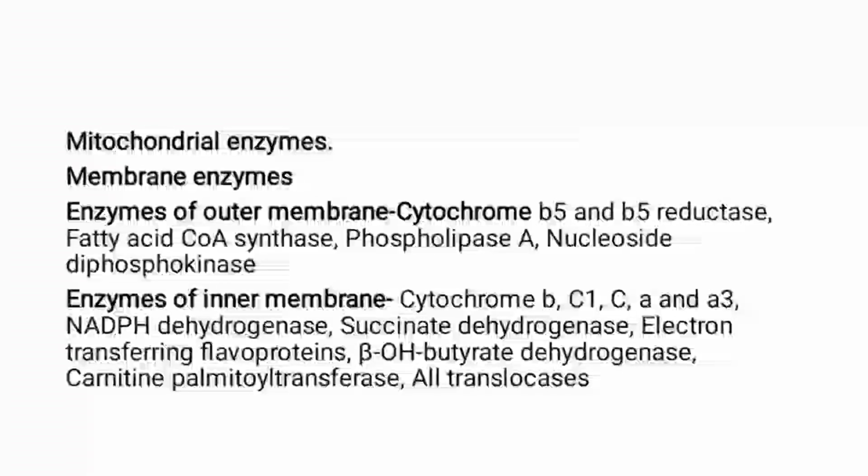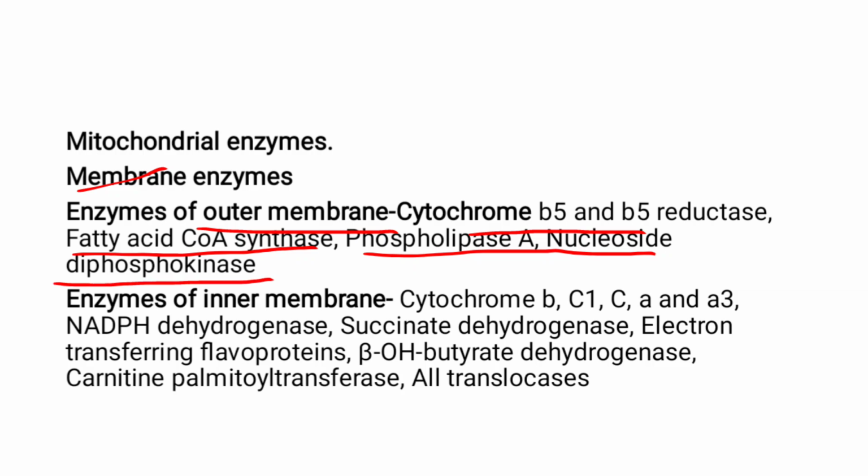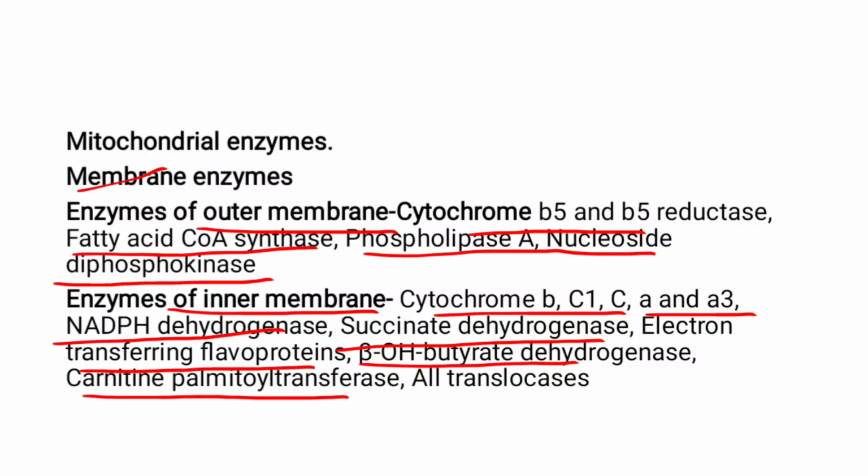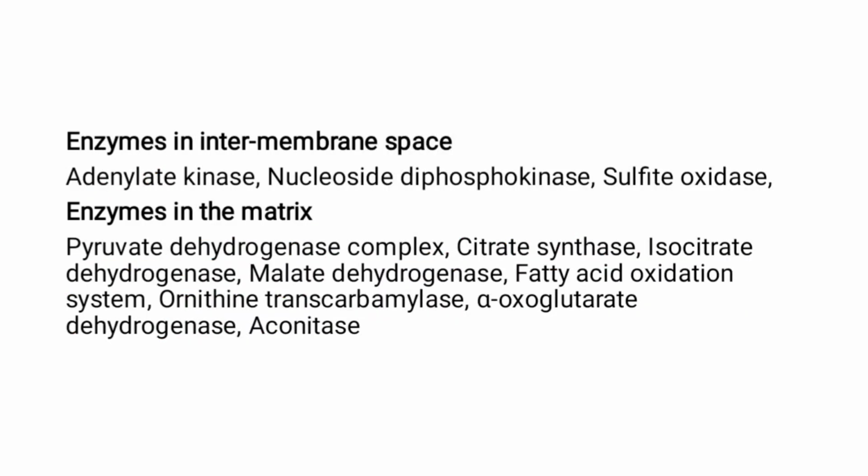These are some of the mitochondrial enzymes. Membrane enzymes of the outer membrane are cytochrome B5 and B5 reductase, fatty acid CoA synthase, phospholipase A, nucleoside diphosphokinase. Enzymes of the inner membrane are cytochrome B, C1, C, A and A3, NADPH dehydrogenase, succinate dehydrogenase, electron transferring flavoproteins, beta hydroxybutyrate dehydrogenase, carnitine palmitoyl transferase, and all translocases.